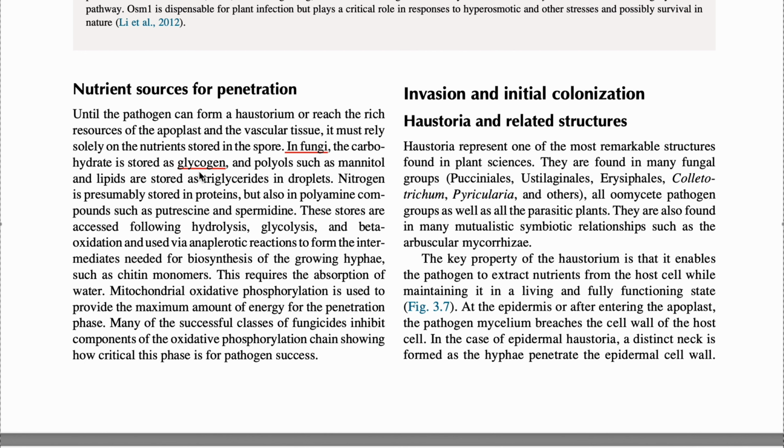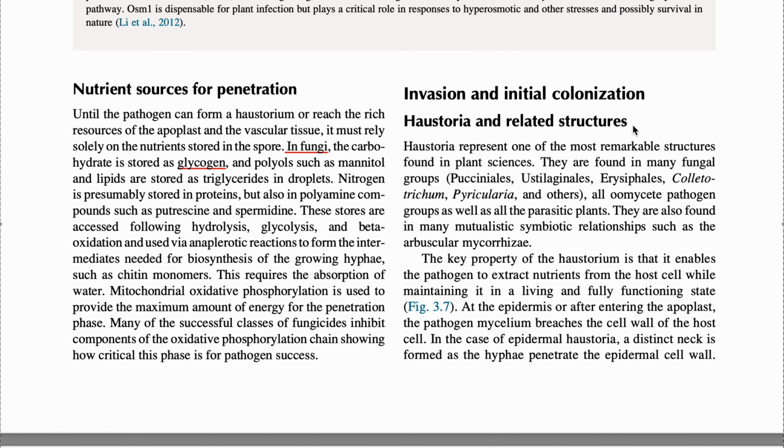In the case of oomycetes, the carbohydrate is stored in the form of mycolaminarin. Similarly, for bacteria, the carbohydrate is stored as beta-hydroxybutyrate. Okay, all these questions come in competitive exams. Okay, so the invasion and initial colonization. We will see what happens after initial colonization.